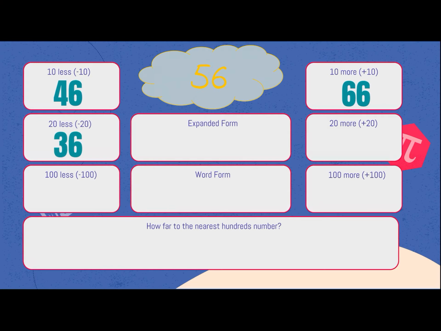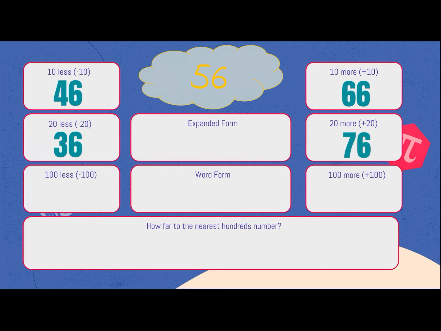So we're going to jump over and do 20 more on the right side. What number do you think is going to go in that box? 76 is our answer. 20 more than 56 is 76. Jump back down to the left side and do 100 less.